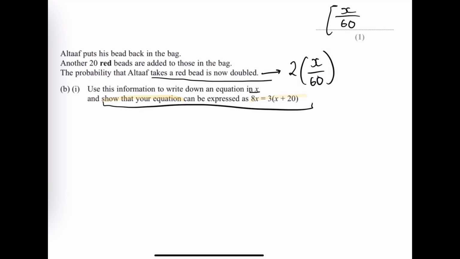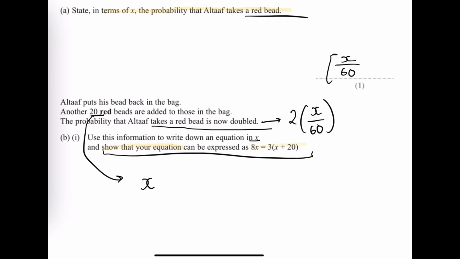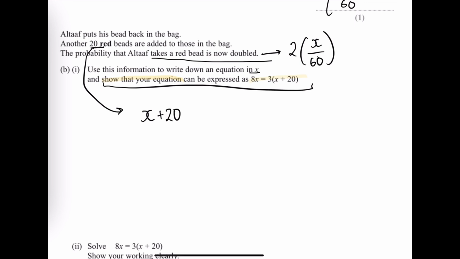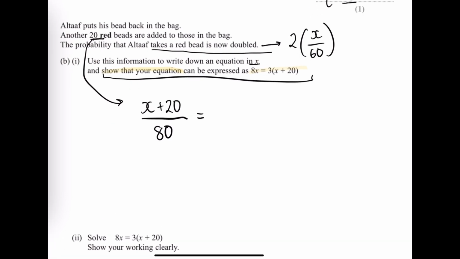And we also know now that they added 20 red beads. So because they added 20 red beads, we can say x, which was the number of red beads, we can plus this by 20. So now this is x plus 20, and then this is over 80. It's not out of 60 anymore because they did add 20. And this can be the same since it's the same probability as 2x over 60. So you just take two things that you know will equal each other and put them together. We know these two can equal each other since they both show the probability that we take a red bead.